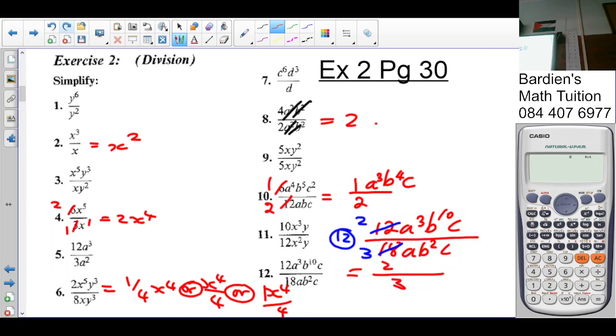Where are the more a's? On top. So it's going to be a to the 3 minus 1, which is a squared. Then there's the b and there's a b, so 10 minus 2 is 8. So it will be b to the 8. And the c's are the same and they cancel each other out. So the answer is 2a squared b to the 8 over 3, or it can be written as 2 over 3 a squared b to the 8. Both are acceptable.